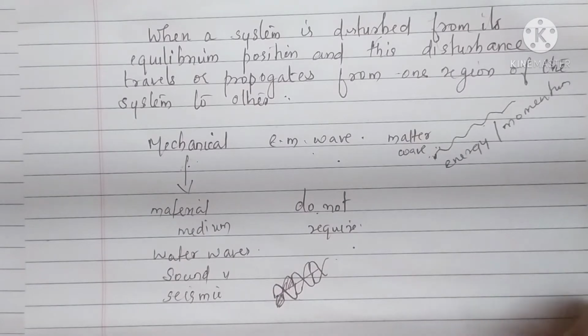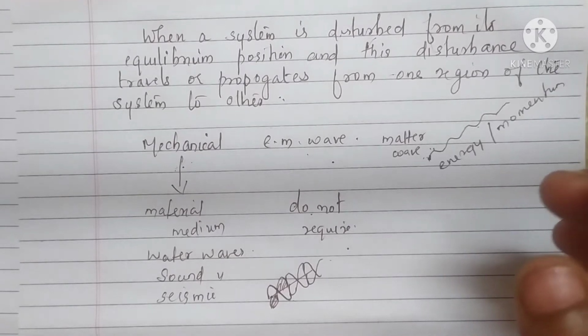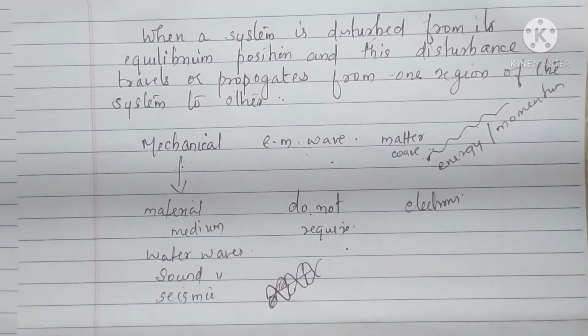Understood. Now the third type is matter waves, and in matter waves, these waves are associated with microscopic particles like electrons, okay, then protons, etc. These are the microscopic particles, and these waves are associated with these microscopic particles. That means there are some fundamental particles, like electrons, protons, or even atoms, molecules, etc. When they are in motion, such waves are known as matter waves.